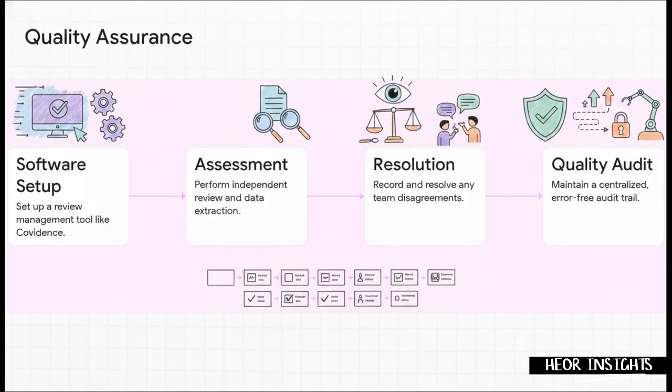So how do we practically execute this in the real world? Well, we follow a rigorous 4-step process. Step 1 is software setup. You really should be using dedicated review management software like Covidence or EPPI-Reviewer. Step 2 is independent assessment. This is where your team members log in remotely, assess the studies for inclusion, and extract data completely independently. Step 3 is conflict resolution, where any disagreements are clearly recorded and resolved. And finally, Step 4 is the quality audit. Using this kind of software maintains an error-free, centralized audit trail. Plus, keeping your data clean right from the start future-proofs your review, making it so much easier to update later on using semi-automation and machine learning.